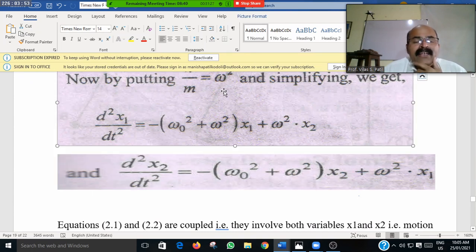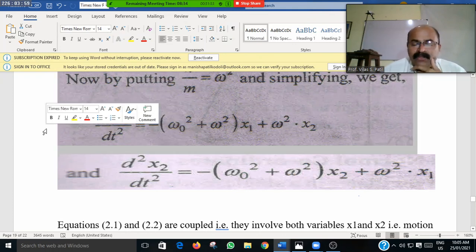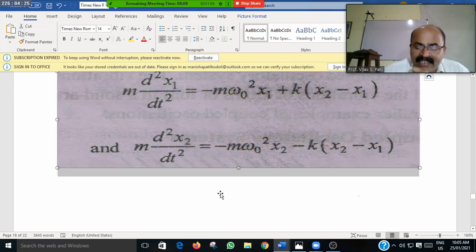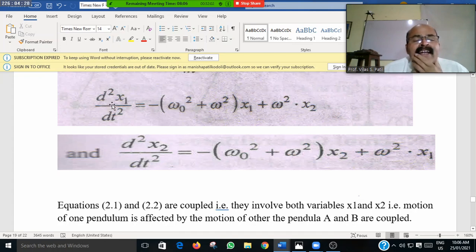आता k by m बरोबर ओमेगा स्क्वेअर घेतल्यामुळे काय आलं बघा, इथं kx1 जरा बारकाईनं बघा, मी वरती जातो म्हणजे लक्षात येईल. इथं k by m बरोबर ओमेगा 0 स्क्वेअर आलं, ओमेगा 0 स्क्वेअर x1 आलं, पुन्हा इथं ओमेगा 0 स्क्वेअर मायनस ओमेगा 0 स्क्वेअर x1 आलं. आता हा ओमेगा 0 स्क्वेअर x1 आणि हा ओमेगा 0 x1 एक घ्या, बाहेर घ्या, कंसात x1 मायनस x1 येईल. दॅट इज d2x1 divided by dt square is equal to मायनस ओमेगा 0 स्क्वेअर प्लस ओमेगा स्क्वेअर x1 आलं बघा, प्लस ओमेगा 0 स्क्वेअर डॉट x2 आलं.